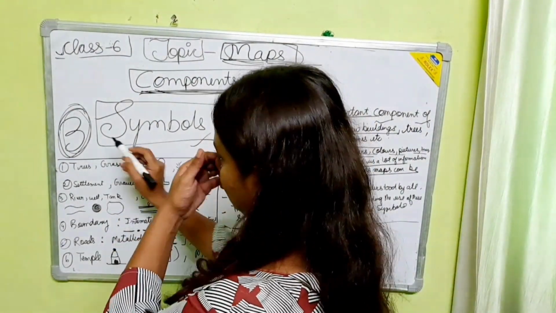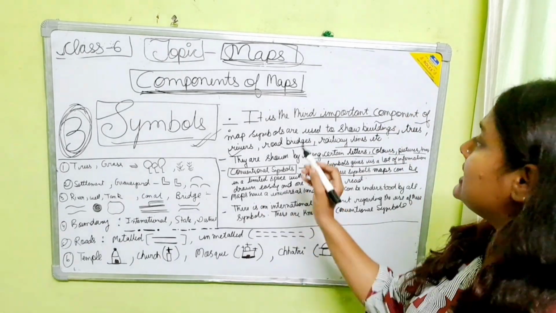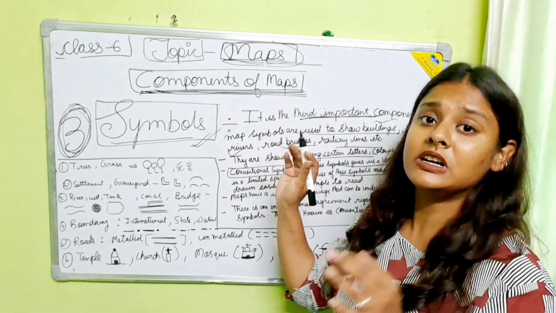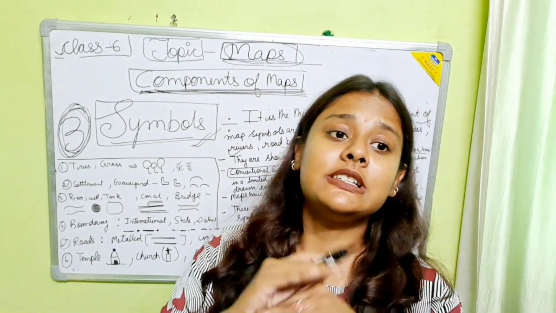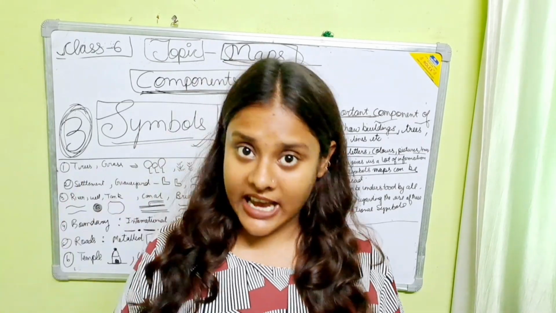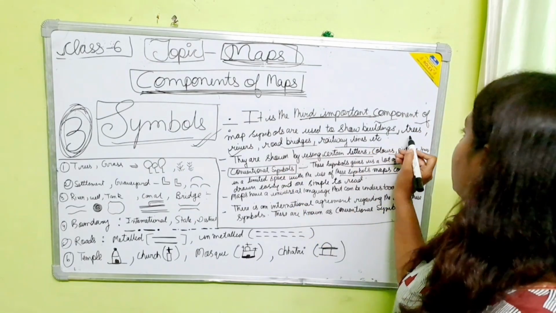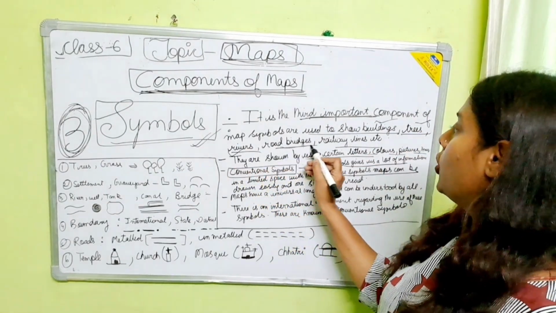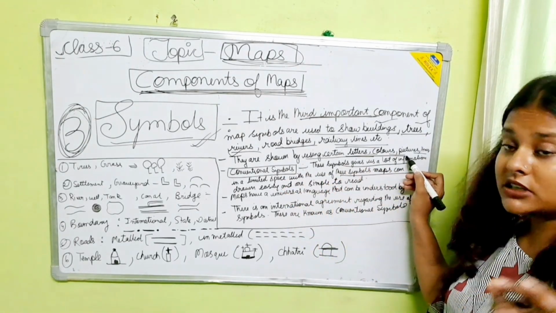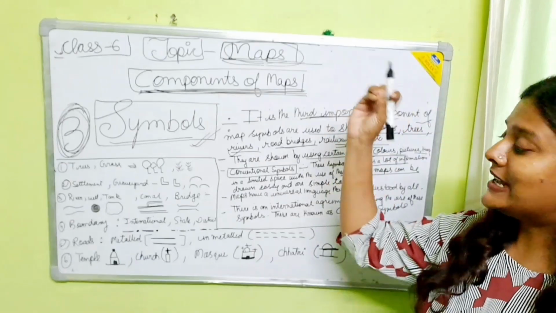Components of map. Third, last, symbols. It is the third important component of map. Symbols are the third most important component of map after distance and directions. In symbols, we come across symbols such as trees, rivers, roads, bridges, railway lines, etc. They are shown by using certain letters, colors, pictures, lines. All these things can be used as a symbol.